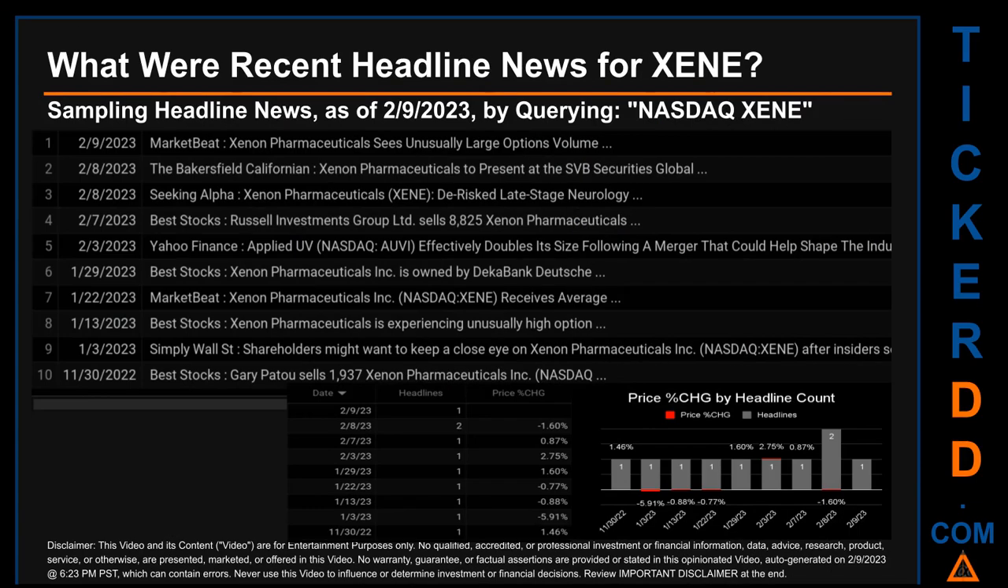What were recent headline news for XENE? Today, Thursday the 9th of February 2023, I sampled one of our news aggregators for latest headlines for this ticker. I did so by searching specifically by a keyword that may appear, broadly, in the title or the body, of discoverable news articles. The keyword that I used was a combination of the exchange and the ticker symbol, NASDAQ: XENE.